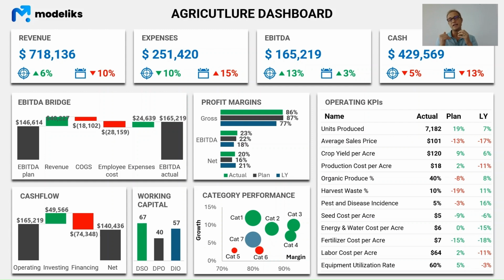The lower the days inventory outstanding number is, the faster we're able to sell our products, and the better cash management we are able to have for our business. So those are the three most important KPIs when it comes to working capital.